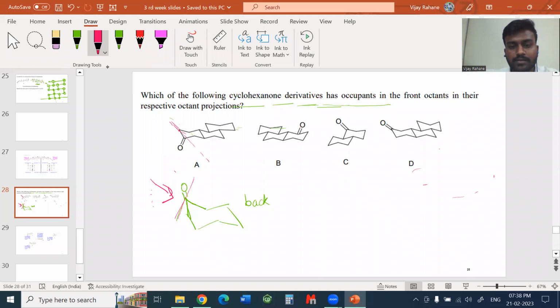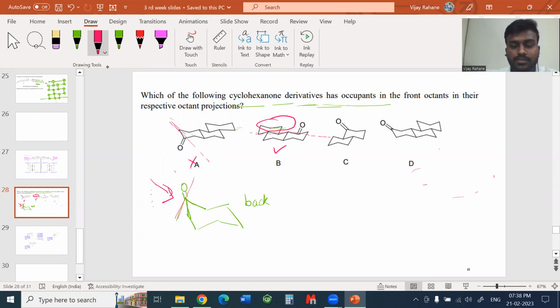If you see this plane, it will be like this, right? So for this molecule, we can see this part of the ring comes to the front side. So it is an example of front octant. This one is the front octant. Here, this one is not.